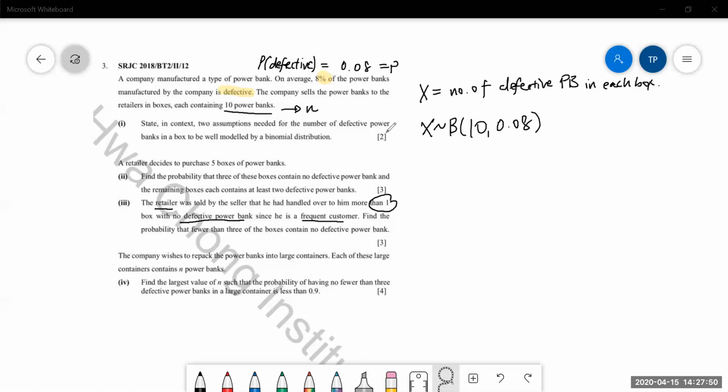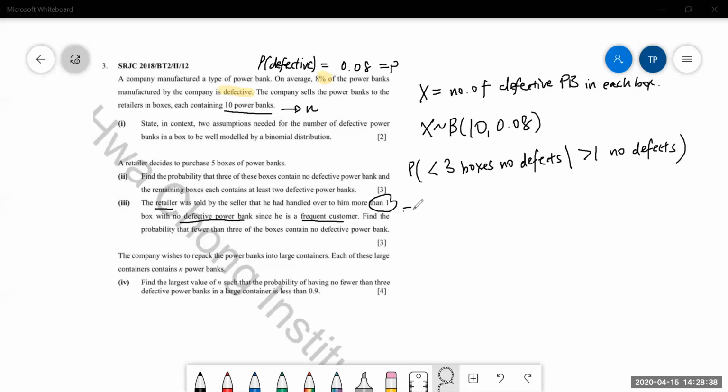It's like, I'm the retailer, you're the buyer. I say, hey, you know what? Because you always buy from me, I tell you, of the 5 boxes, I give you more than one box that has no defective one. Then after that, you will ask, what's the probability that fewer than 3 boxes have no defective? But you are given a condition. So now you want to find the probability that fewer than 3 boxes have no defects, given more than one has no defects.